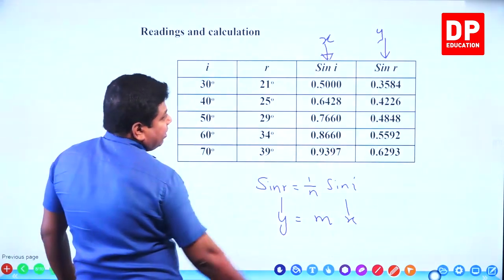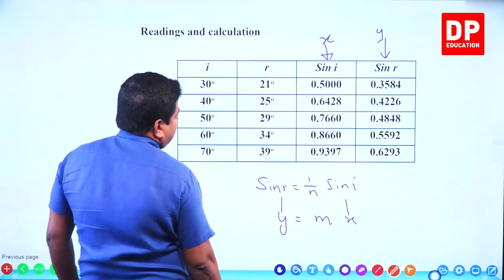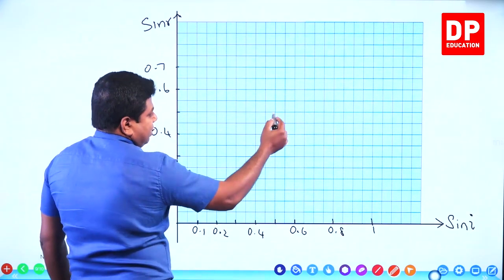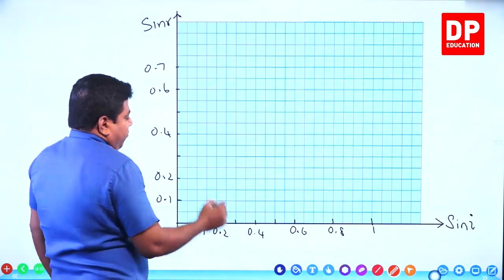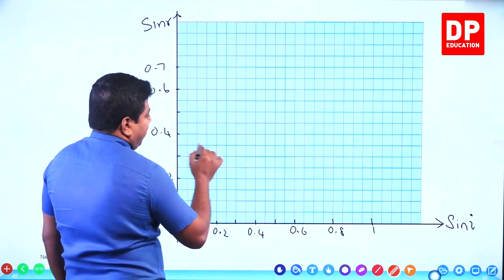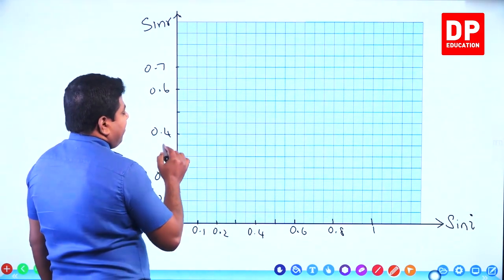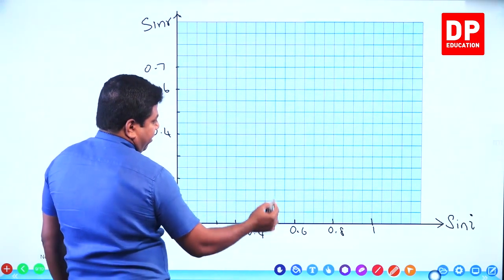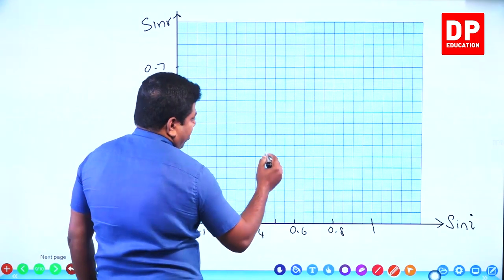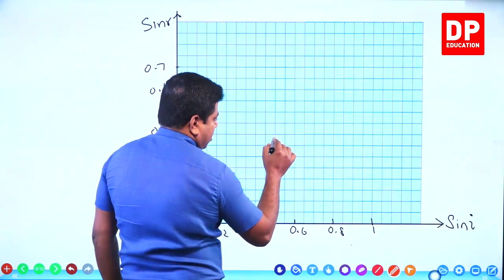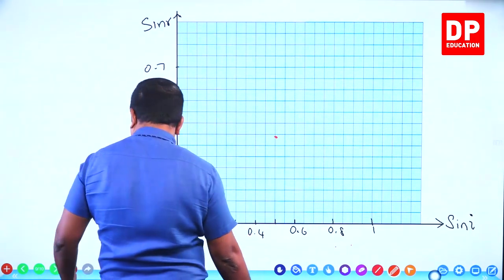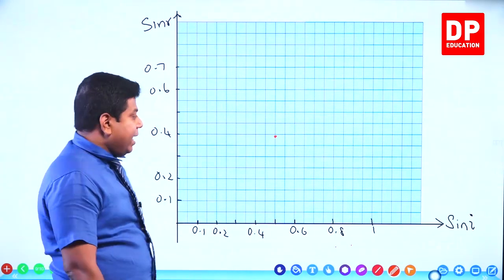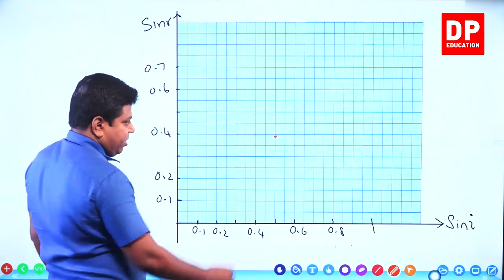First point. Sin I is 0.5, sin R is 0.3584. 0.5 is here. On this line, I will get 0.3584. 0.3 is here. 0.35 is here. 0.358. So in these small sections, I will get 8. So in 0.5, this is 0.35. 0.358 will be here. Right, that is the first point, 0.5 and 0.3584.